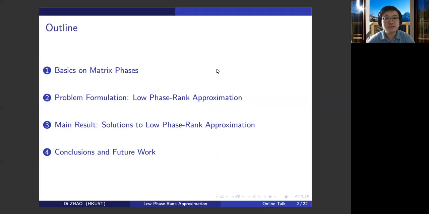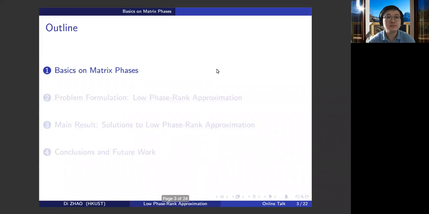In this talk, I will first start with the definition of phase, since this is about low phase rank approximation, so we need to make sure that we understand the concept of matrix phase correctly. Then I will formulate the problem and try to characterize the solutions to the problem. And in the end, we conclude this talk.